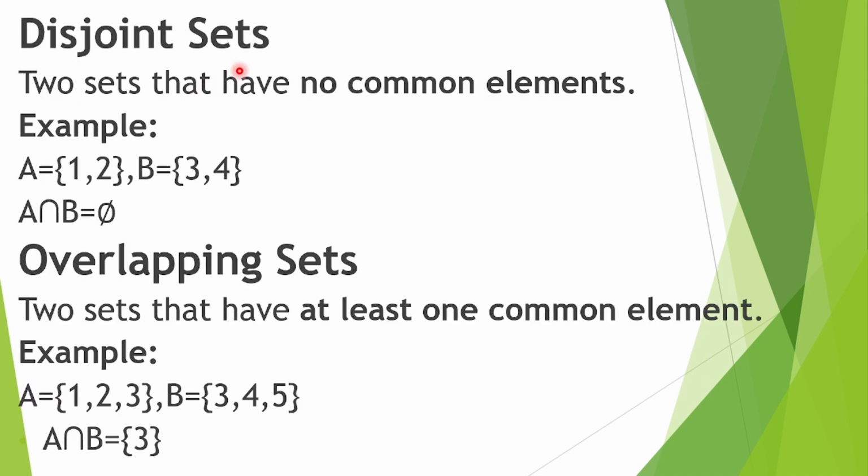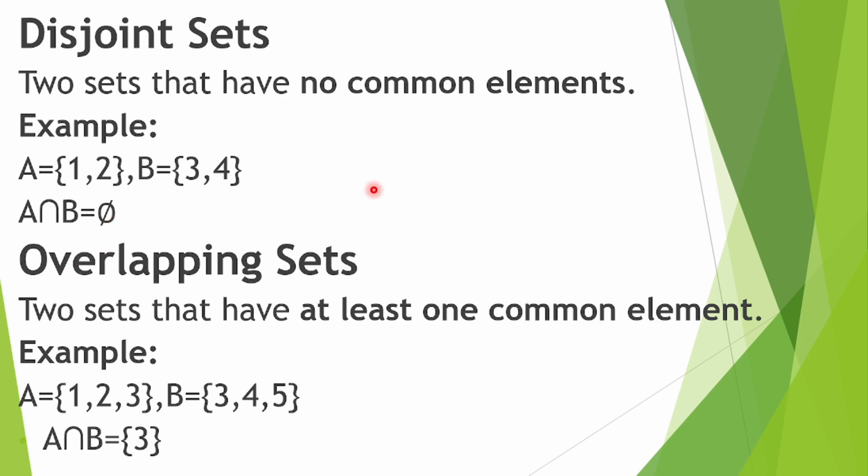Disjoint sets. Two sets that have no common elements. For example, if A is equal to {1, 2} and B is equal to {3, 4}, there is no element in common in both sets. So this type of set is called disjoint sets. A intersection B is equal to the empty set. So for disjoint sets, the intersection of both sets will be the empty set.